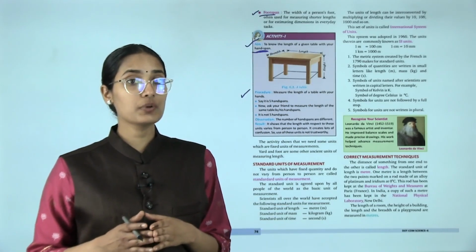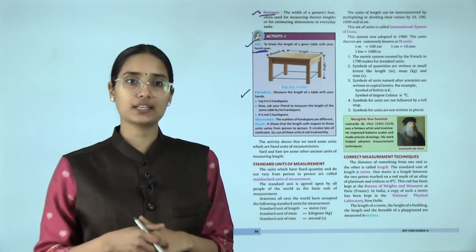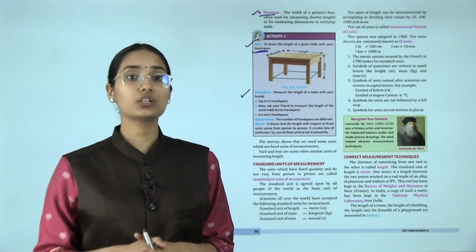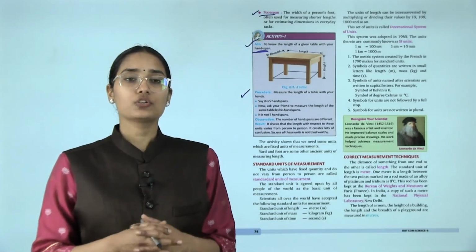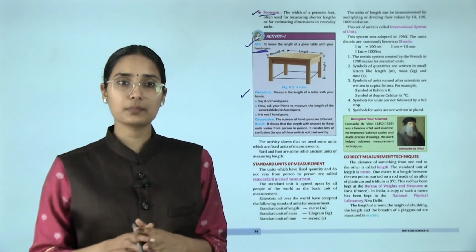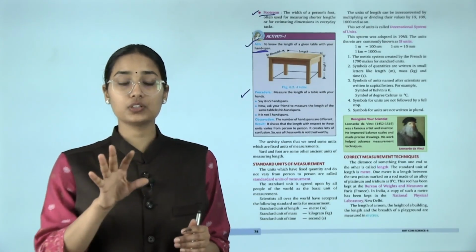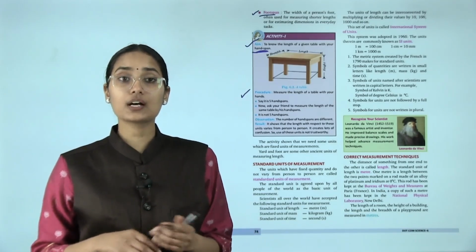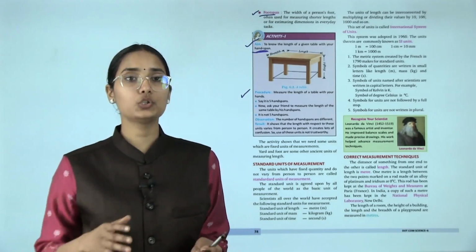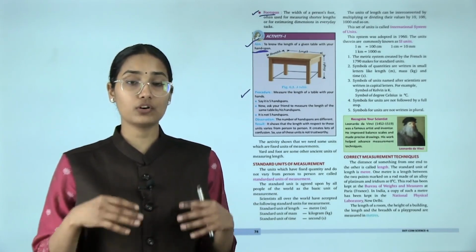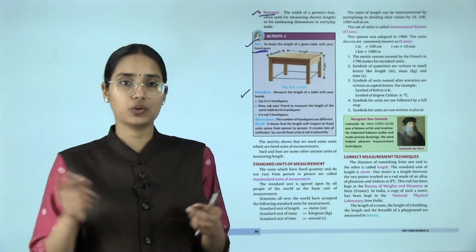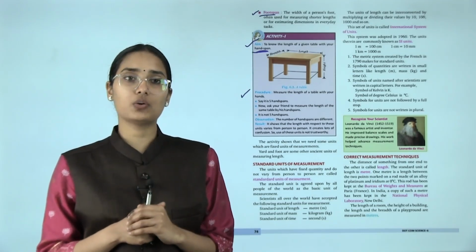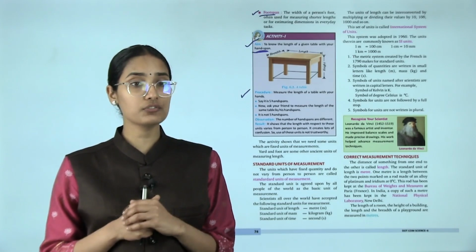Now ask your friend to measure the length of the same table by their handspan. It is not 5 handspans now. So the number of handspans is different. You can also ask your father or your mother to measure the length of that same table with their handspan. Now you will realize that the number of handspans is not the same.